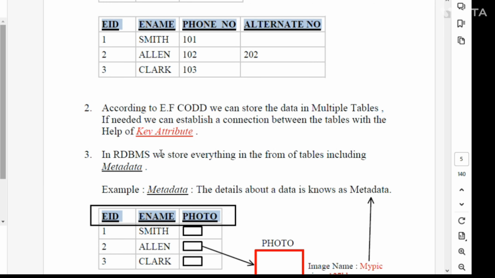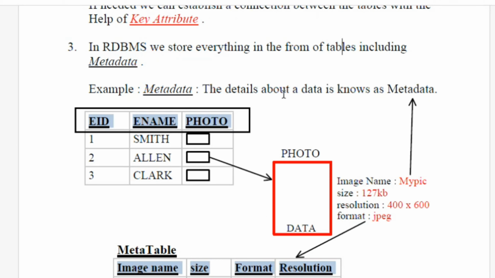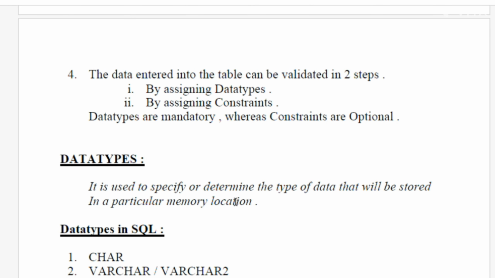The second rule of E.F. Codd: we can store data in multiple tables by establishing connections between the tables by using key attributes. The third rule of E.F. Codd: we store everything in the form of tables, including metadata. Metadata, the details about the data, is known as metadata. Even the photos we store in the form of tables.